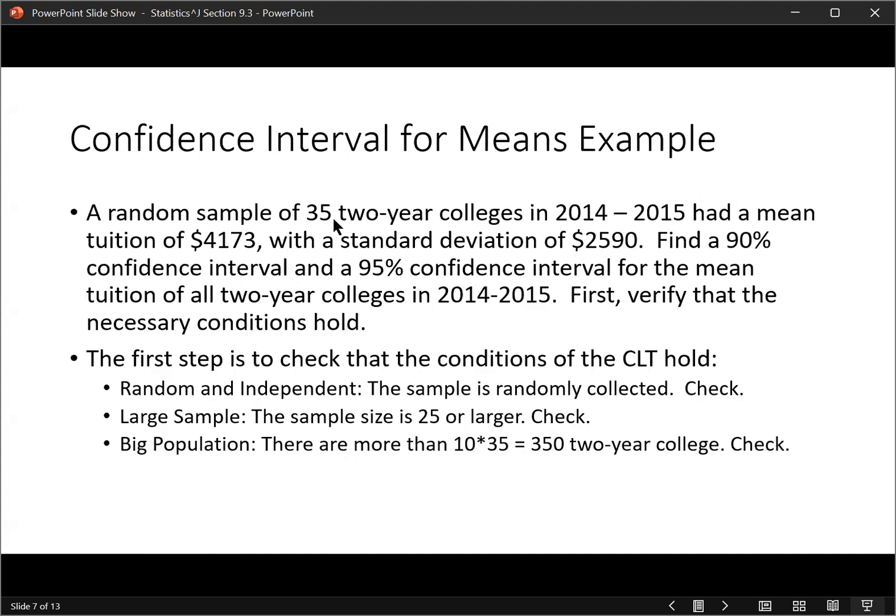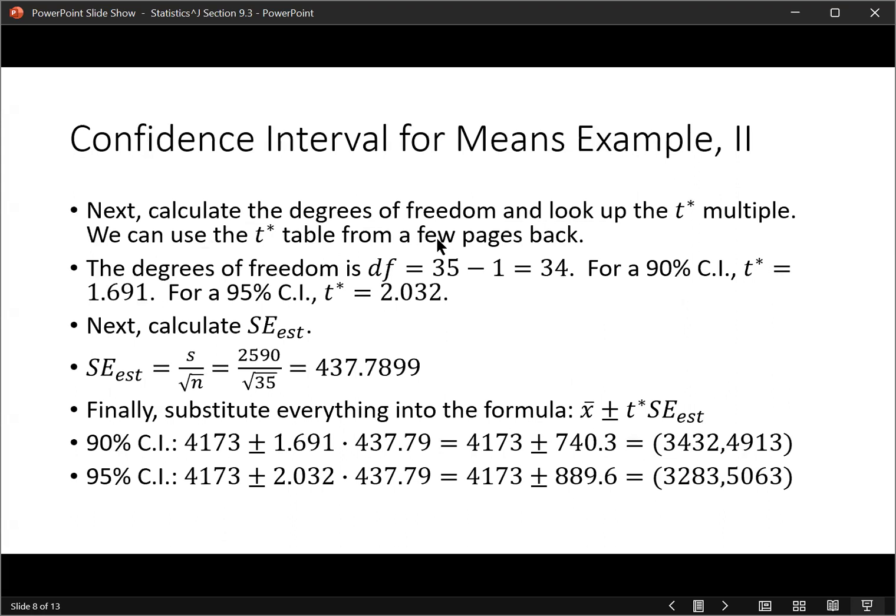They just told us that the standard deviation from the 35 two-year colleges was this. If they had not given this to us, and we instead had known the 35 two-year colleges, like in a list, then we need to go through and calculate the standard deviation ourselves. All right, and we're actually going to do that in the next problem. But anyway, we don't need to do that in this problem, so we just put the 2590 there, divide by the square root of the sample size, which is 35, square root of 35, and you get this.